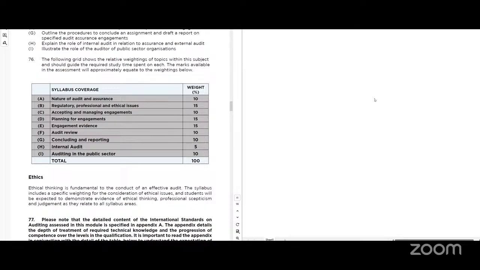But at the advanced level, you must still have knowledge of these before you can answer the practical questions. Do you get me? So especially understanding the regulatory, professional, and ethical issues are key. How to accept and manage engagement, how to plan, how to deal with evidence, how to do review, conclusion and reporting, and public sector issues are still part of the advanced level. But at the advanced level, they make it more scenario based. Okay.